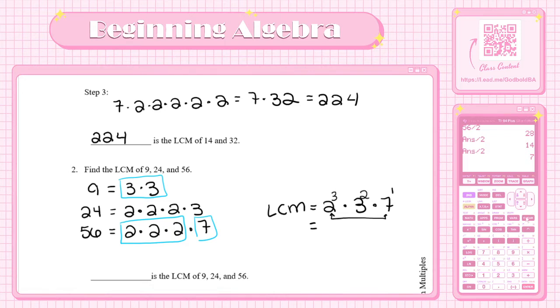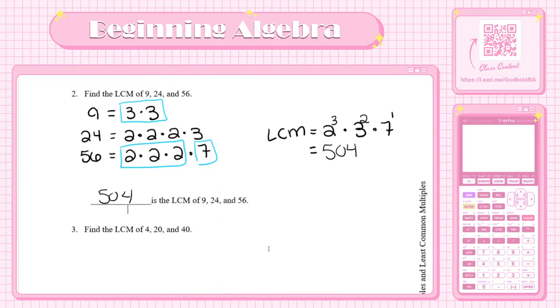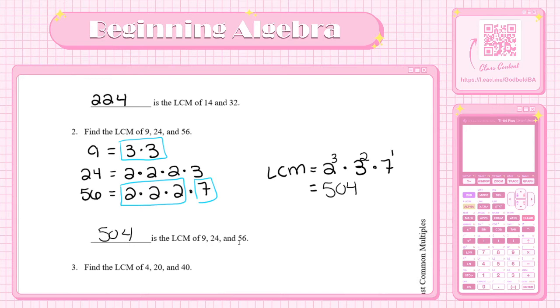Or, you know, I could stick it in the calculator exactly like that. I could do 2 to the 3rd times 3 squared, 72. Oh, sorry, I missed that. Times 7. I missed the 7 on there. So 504. Okay. So 504. I could have also just done, like I was just saying, 56 times 9. 504. So 504 is the least common multiple of 9, 24, and 56.